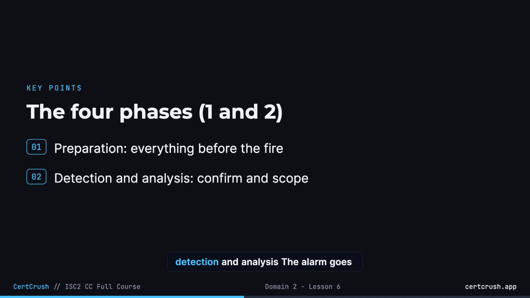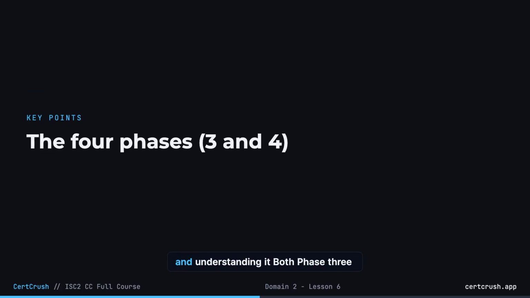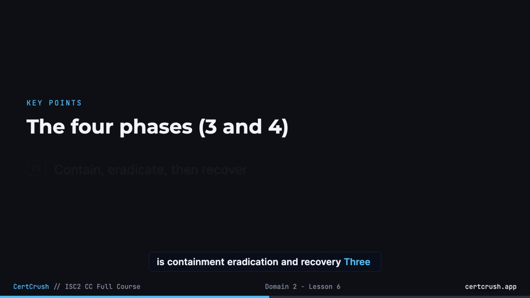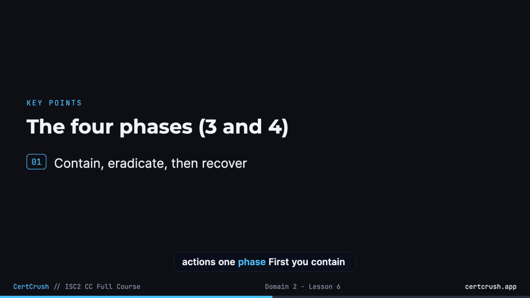Phase 2 is detection and analysis. The alarm goes off. Now you confirm there really is a fire, and not just burnt toast, and you work out how big it is and where it is spreading. Detecting the incident and understanding it. Both. Phase 3 is containment, eradication, and recovery. 3 actions, 1 phase. First you contain it, shutting the fire doors so it cannot spread. Then you eradicate it, putting the fire out and removing whatever caused it. Then you recover, rebuilding the room and reopening for business.